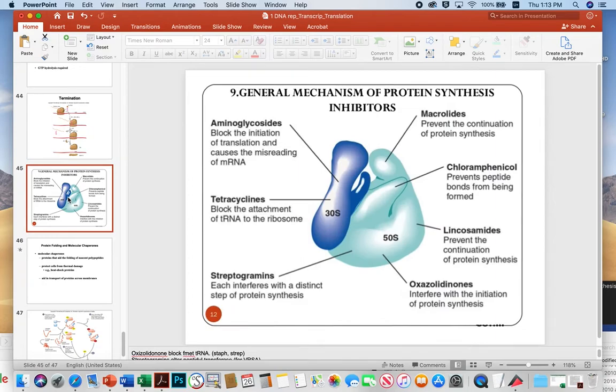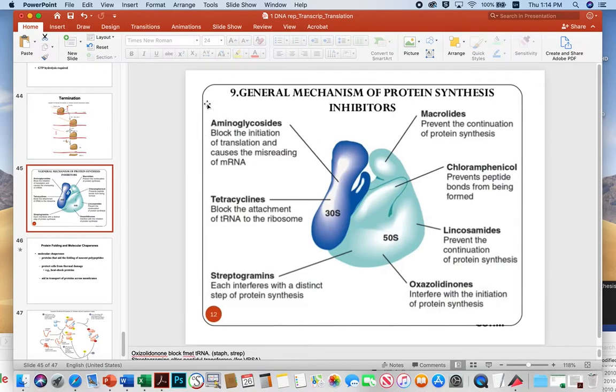And again, going back to the concept of throwing antibiotics in whenever I can and just making this a little bit more practical. This is the general mechanisms of protein synthesis inhibitors, and so just a few different classes of antibiotics that exploit the essential ribosomal function. So macrolides, for example, are antibiotics that bind to the 50S ribosomal subunit, and typically they'll prevent transpeptidation and continuation of protein synthesis.